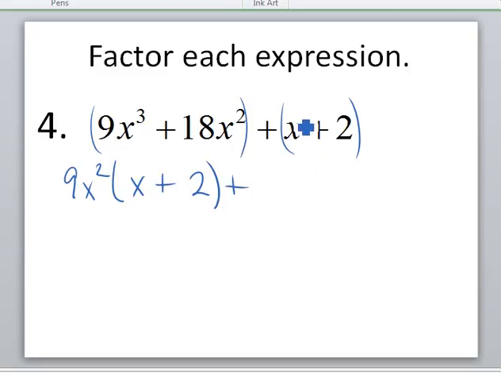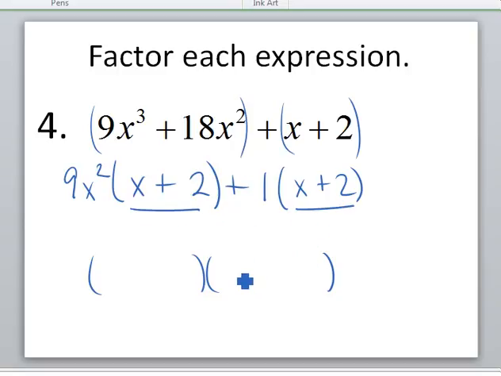Greatest common factor between x and 1, there is not 1, so what I need to do is actually take out a 1. 1 times x gives me an x, and 1 times 2 gives me a 2. The reason why I need to do that is because I do need to create a binomial times a binomial. That way I'll end up with this polynomial in the end if I was to FOIL it back out.